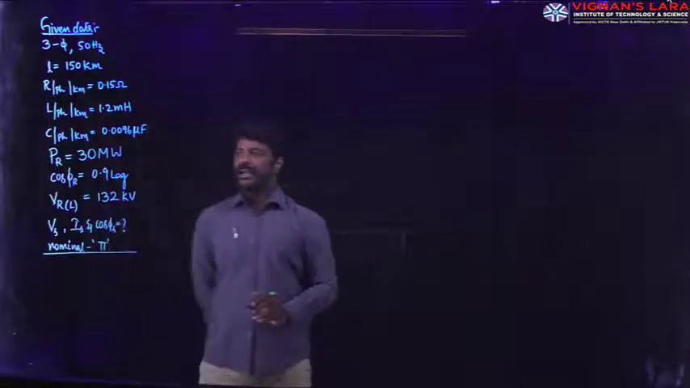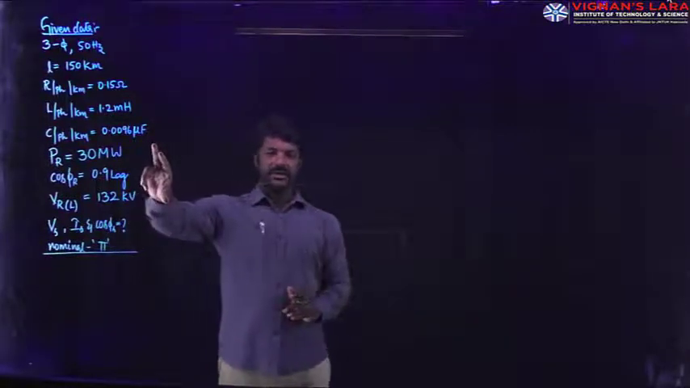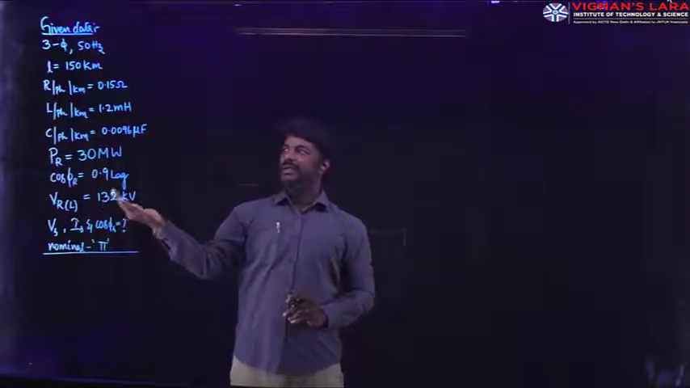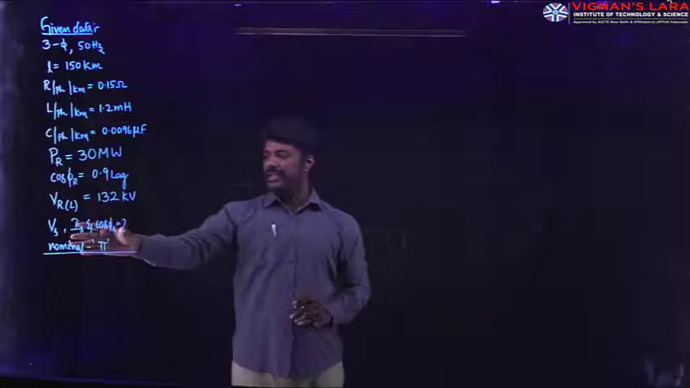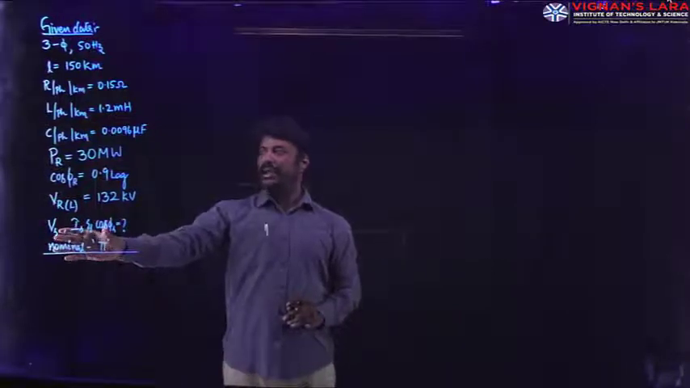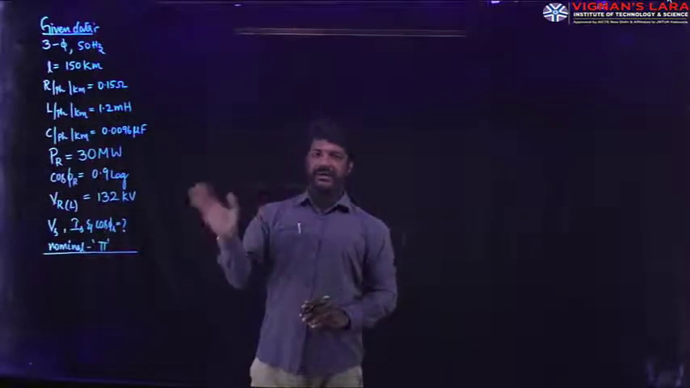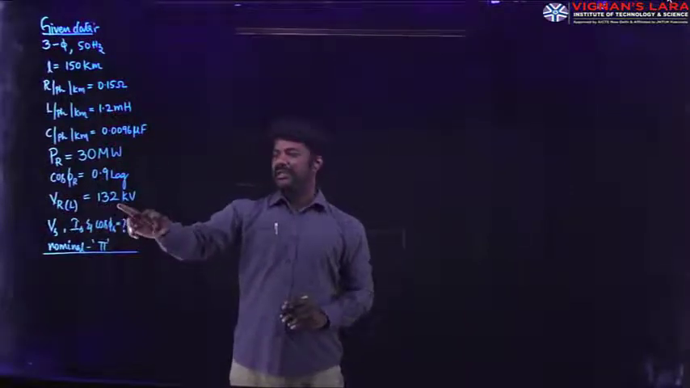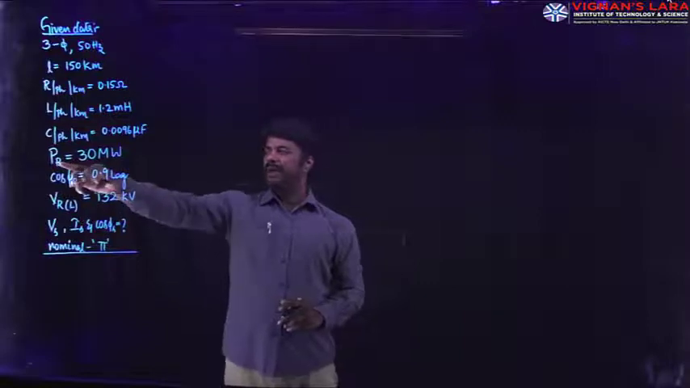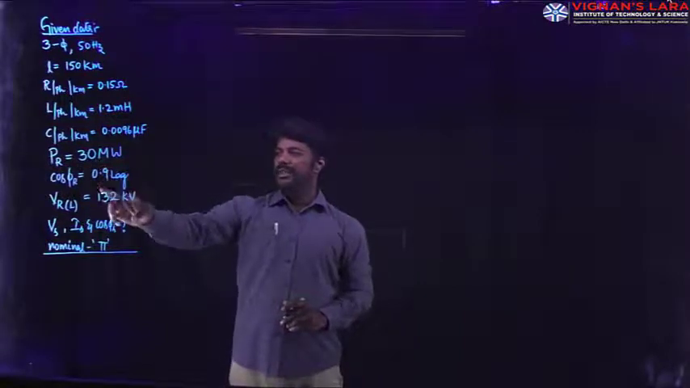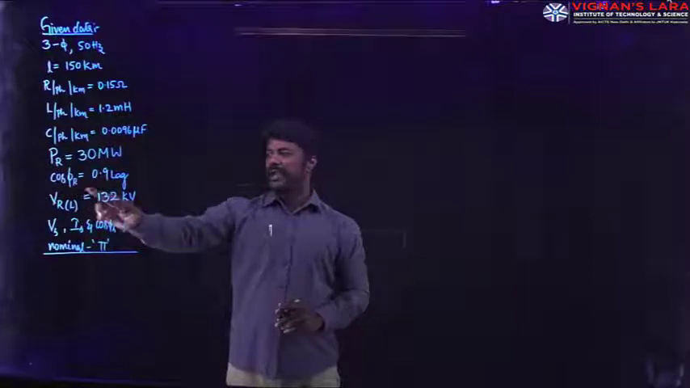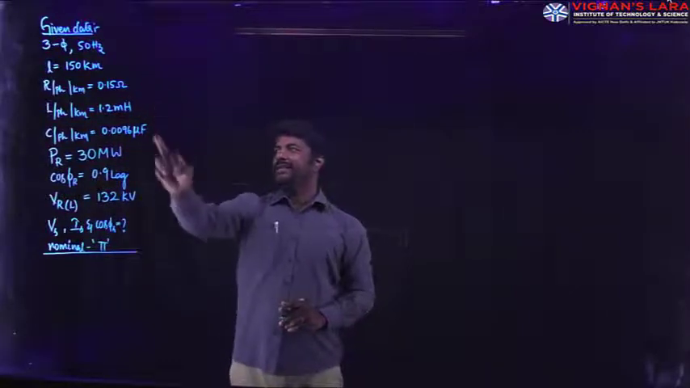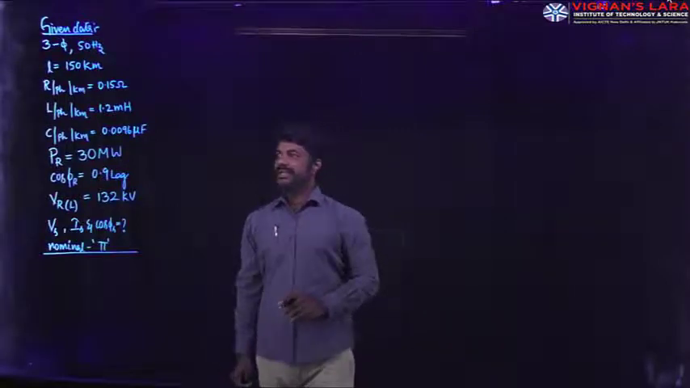I repeat the given data. It's a three-phase transmission line with a length of 150 kilometers. On the sending end side, the quantities Vs, Is, cos phi s are to be calculated. On the receiving end side, the voltage is 132 kV, and it delivers a power of 30 megawatts to an inductive load whose power factor cos phi is 0.9 lagging, and the transmission line is characterized by its resistance, inductance and capacitance.